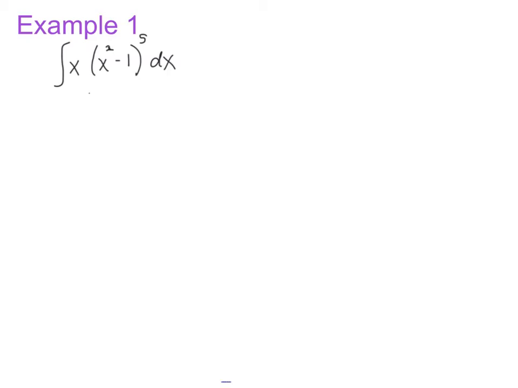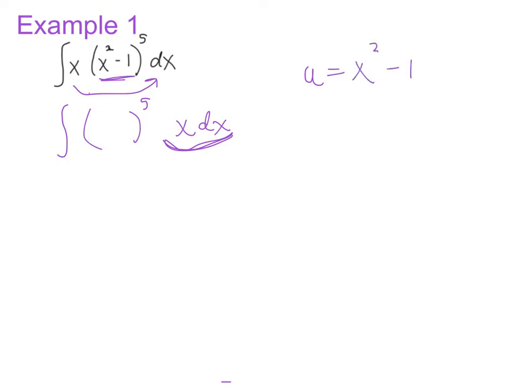I'm going to move this x over next to the dx. So I have an integral of something to the 5th power and then the x dx, right? And so this is going to be my du. But first of all, I have to know what u is. So the u is going to be this part on the inside, this x squared minus 1, right? So the du is going to be 2x dx.